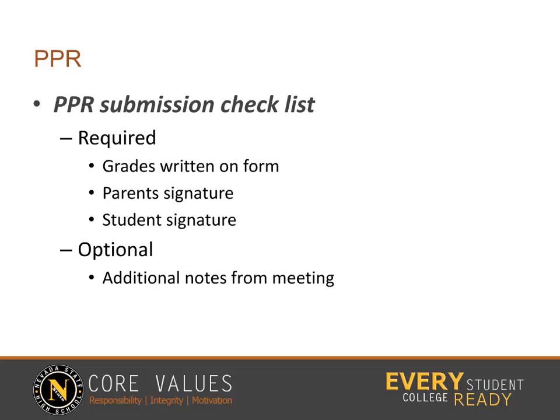Now let's discuss the PPR. This form is very straightforward and should be simple to complete. There are 3 required items on this form prior to submission that you need to have. Look at your form to see if they are all complete. They are your grades written on the form, your parent's signature on the bottom, and your signature. If you have additional notes and comments on your form, all the better, but you only need those 3 for submission.